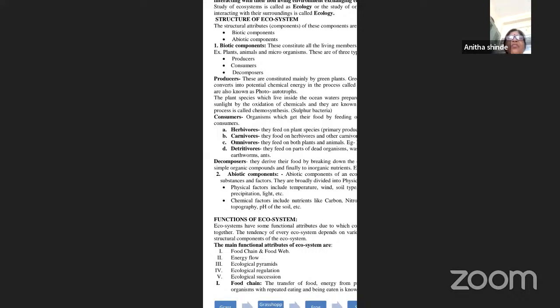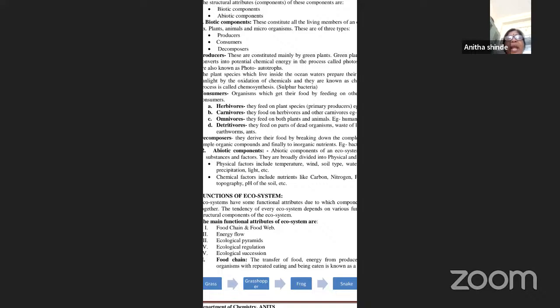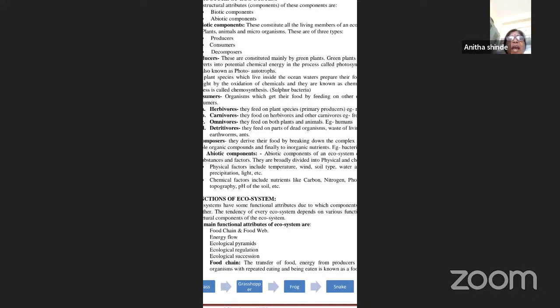Now these consumers are classified into types depending upon the type of food they take in. They are herbivores, carnivores, omnivores, and detritivores. Herbivores feed only on plant species, for example rabbits and insects. Carnivores feed on herbivores and other carnivores, for example frogs and snakes. Omnivores feed on both plants and animals, for example humans.